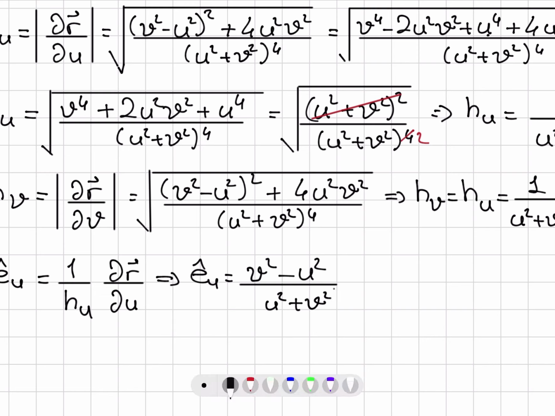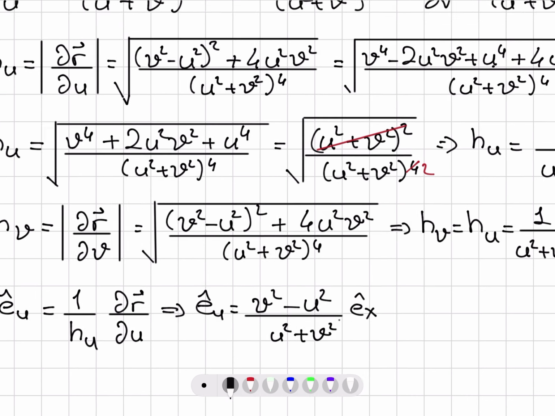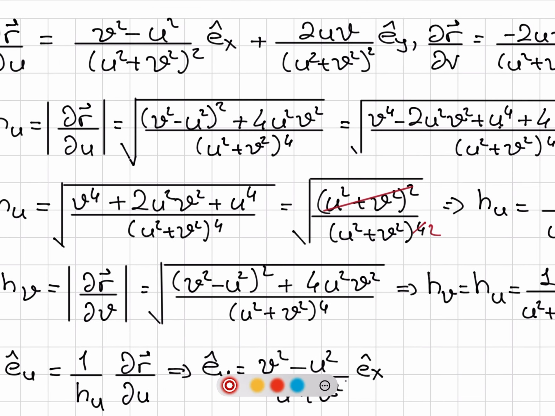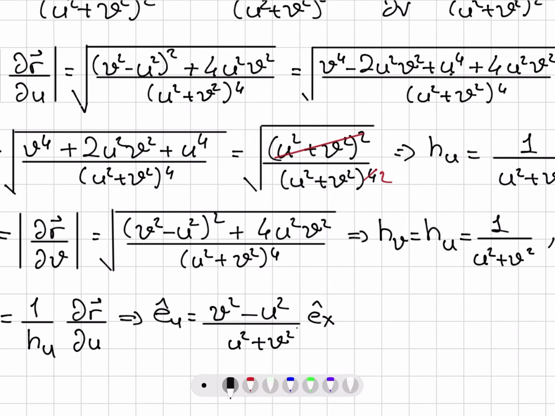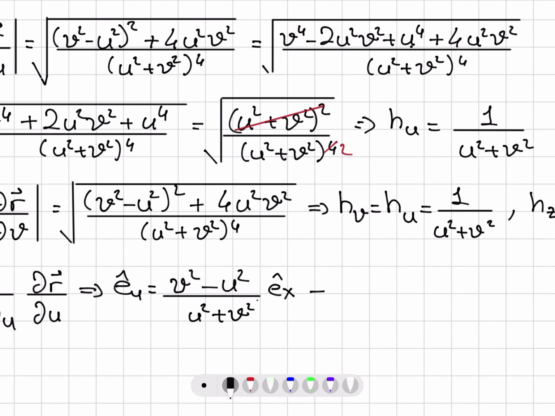In EX hat direction. And then looking at the Y component, plus 2UV over U square plus V square in EY hat direction.